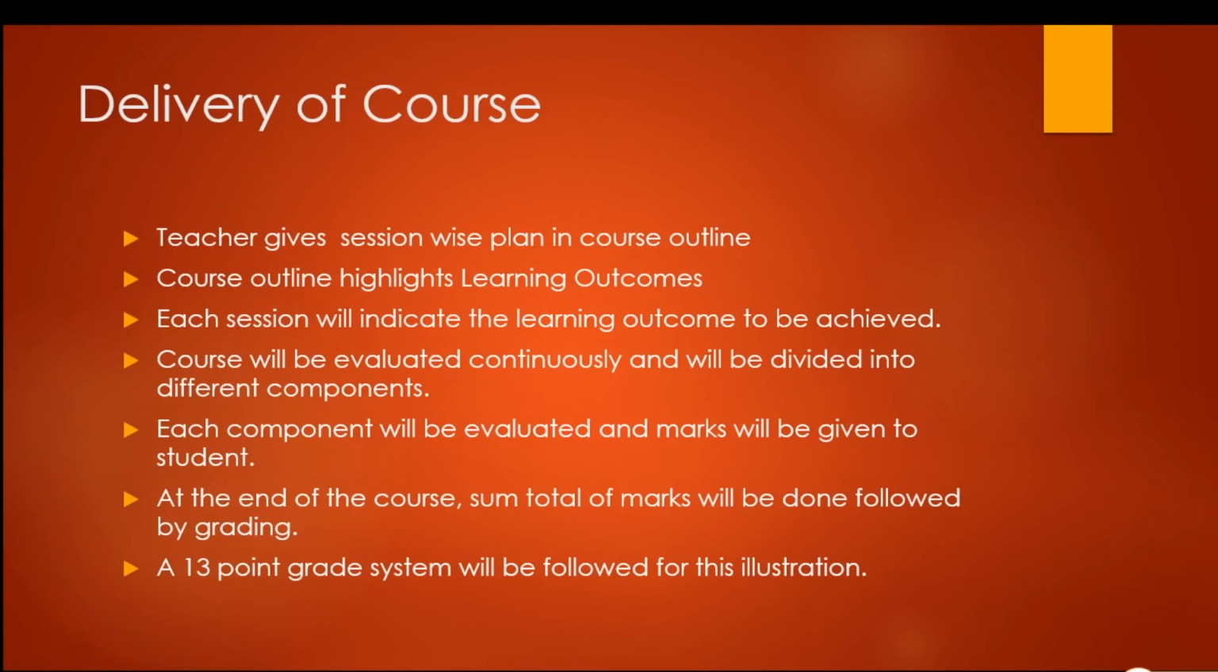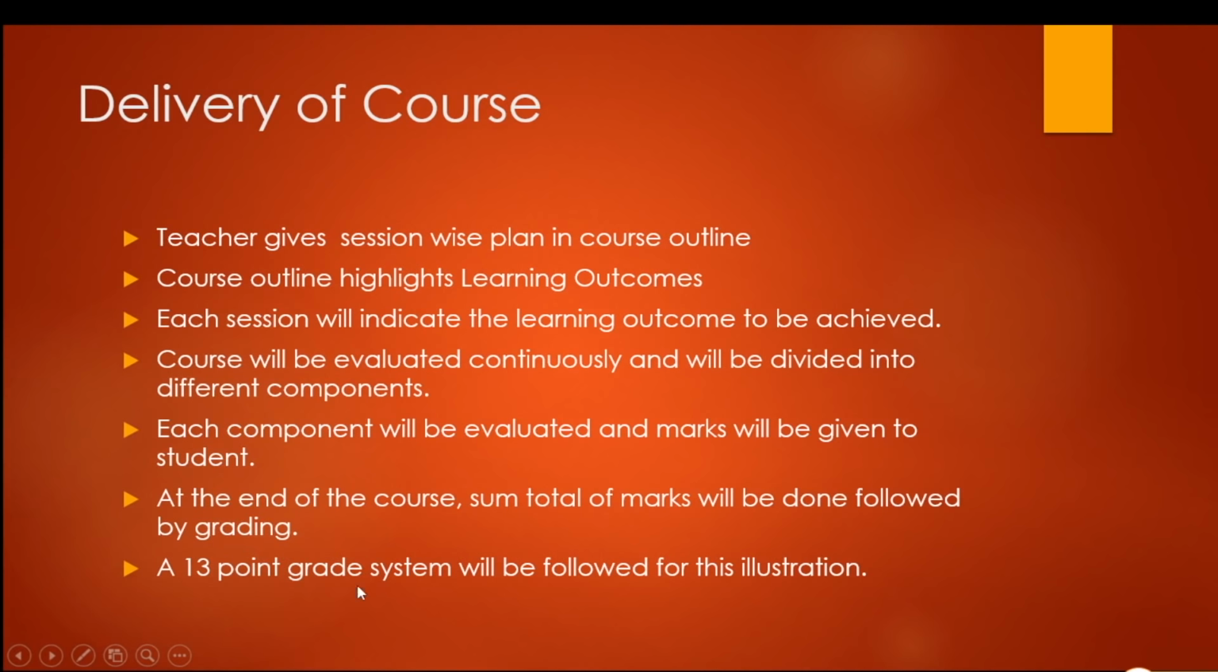So how do we start? We start with delivery of course. The teacher gives a session-wise plan in the course outline. The course outline highlights learning outcomes. Each session will indicate the learning outcomes to be achieved. The course will be evaluated continuously and will be divided into different components. Each component will be evaluated and marks will be given to the student. At the end of the course, the sum total of the marks will be done, followed by grading.